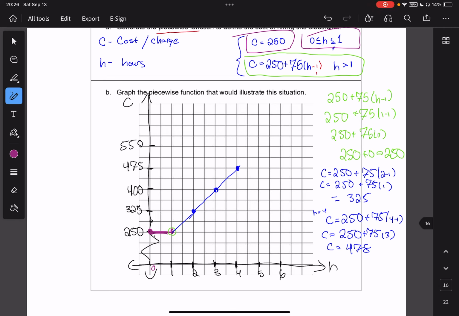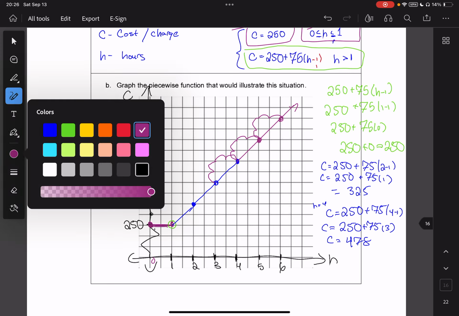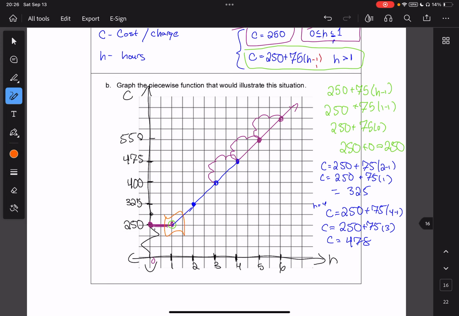So as we notice our rise, we go up 75 and our run is 2. So technically we're going up 75 and then we're going over 2. So let's go up 75 over 2. That's our next point. Up 75 over 2. That's our next point. And we can write an arrow at the end to show that it keeps going on. So this is what our graph looks like. This is the graph of our piecewise function. And we can see that this point that I have in green here is important because it's showing that the first hour is a set price, and then after that, it increases.